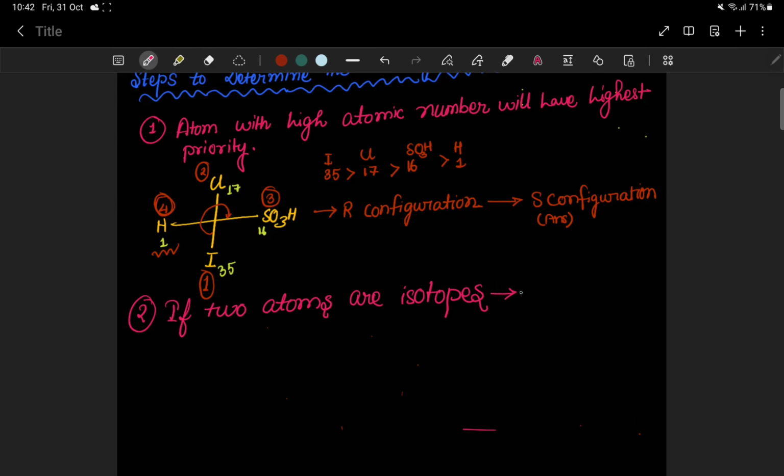So I'm writing it for you. Isotope with higher mass number holds higher priority.